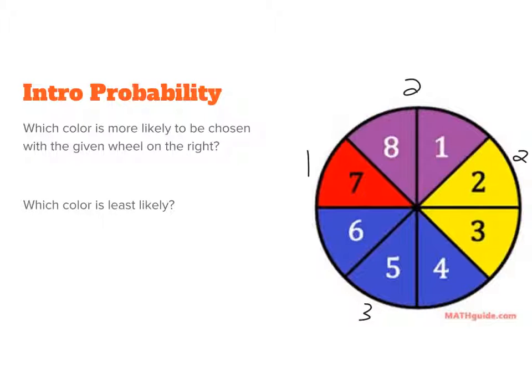Now the one that's more likely to be chosen is the one that's got the most number of choices in the wheel. In that case, it's going to be blue, because blue has 3 spots. Which color is least likely? Least likely means which one has the smallest number of choices, and that happens to be red, because it's only got 1 choice compared to 2 and 3 of the other colors.